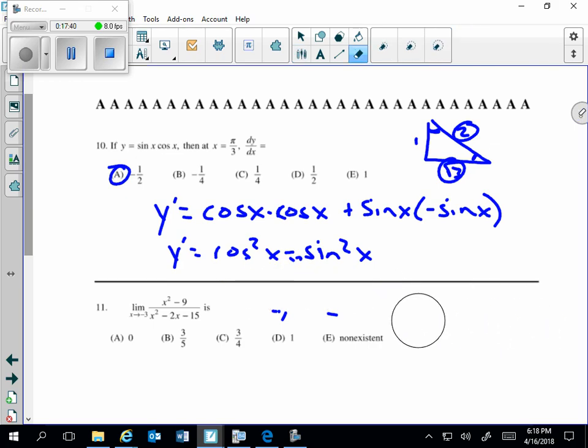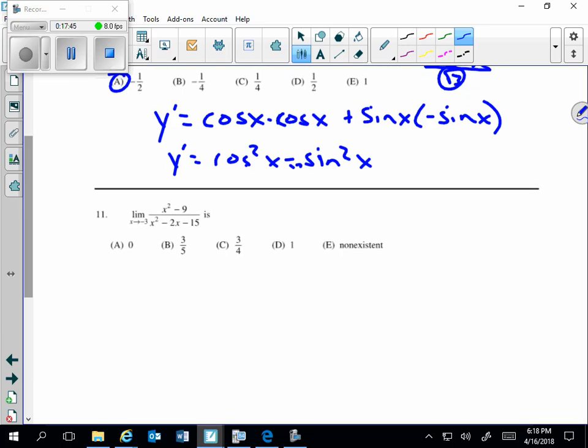Next one. 11. Plug in negative 3, I get 0 on top. Plug in negative 3, my guess is I get 0 on bottom, but let's double check. I get 9 plus 6 minus 15. Yep, I get 0 on top and 0 on bottom. Two options. I can factor, or I can do L'Hopital. I'm going to do L'Hopital.